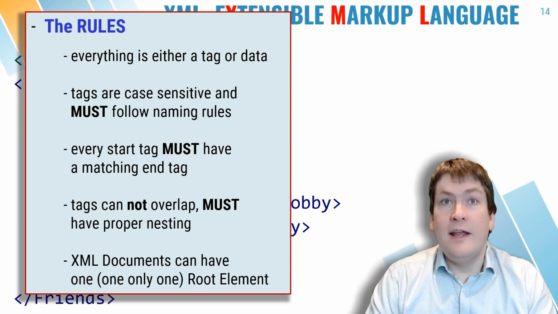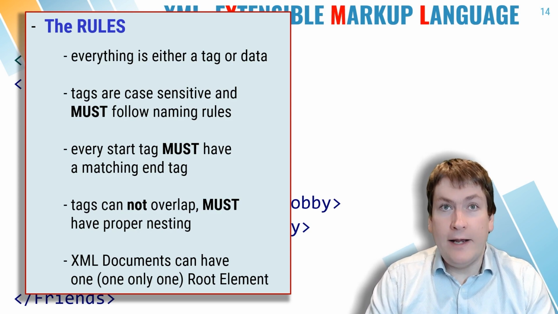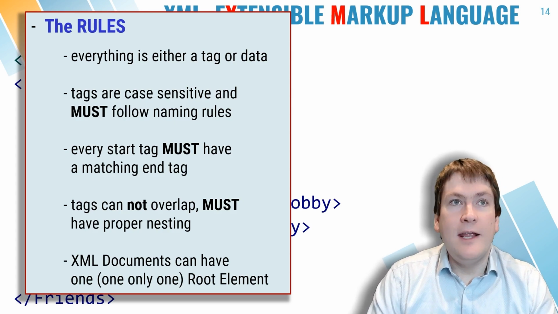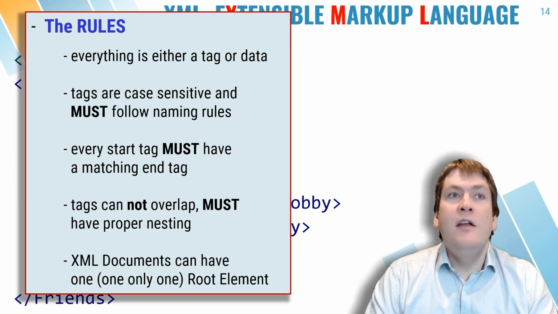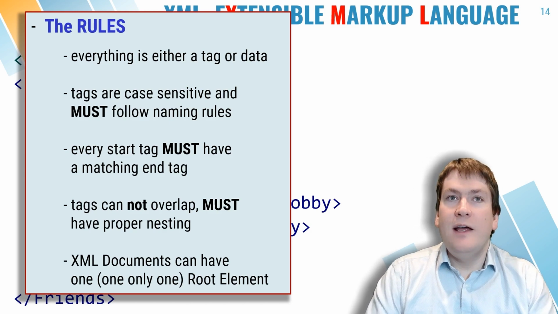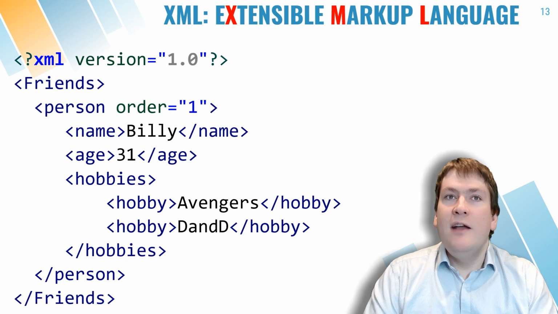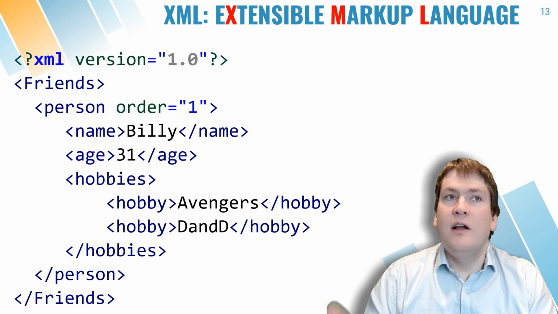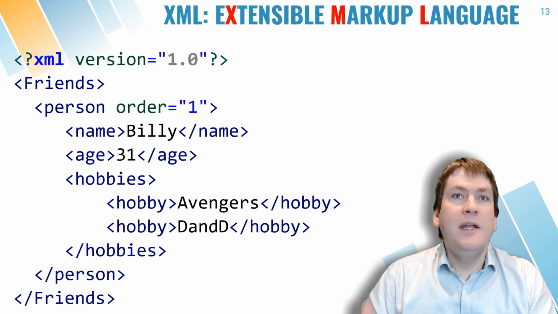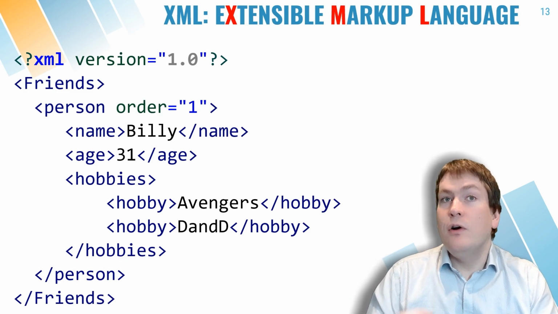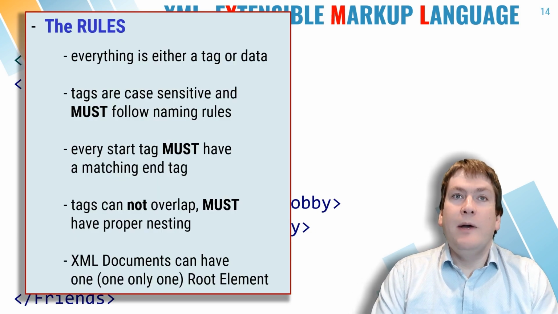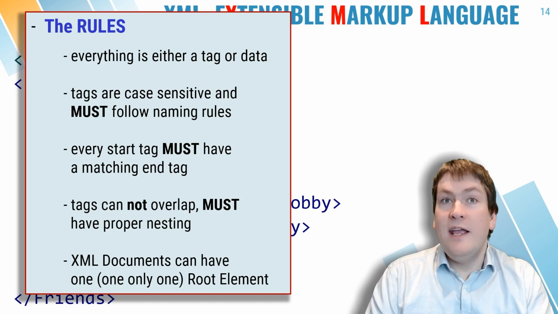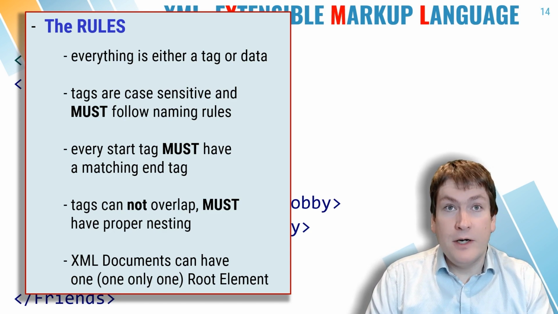So the first rule is that everything has to be a tag or data. Second rule is tags are case sensitive and must follow the naming conventions or the naming rules. So what do we mean by case sensitive? If we were to look at this example again, if we had the word friends as a tag, which we can see at the top there, and we had another tag called friends, it would be a different tag if it used capitals or if it didn't use capitals. So by that, we mean that capitalization matters in XML tags. So a tag is not the same if the capitalization is different.